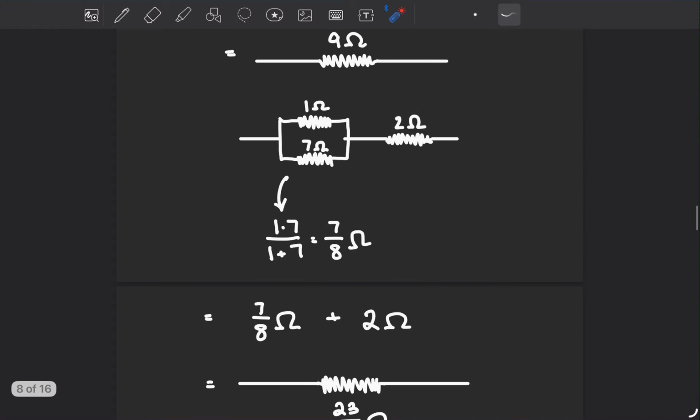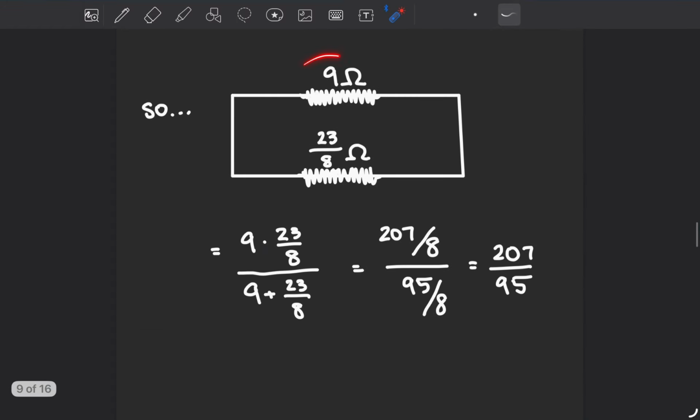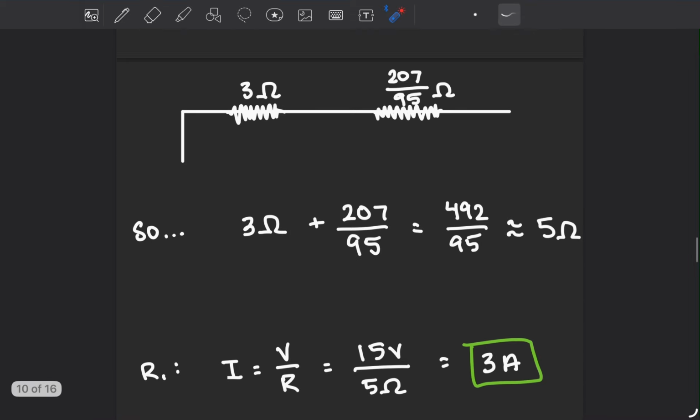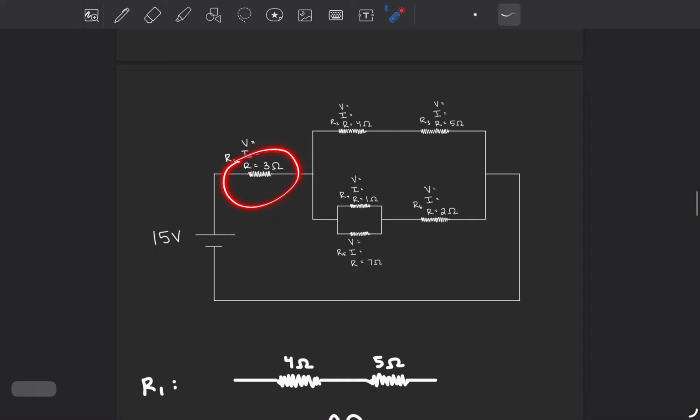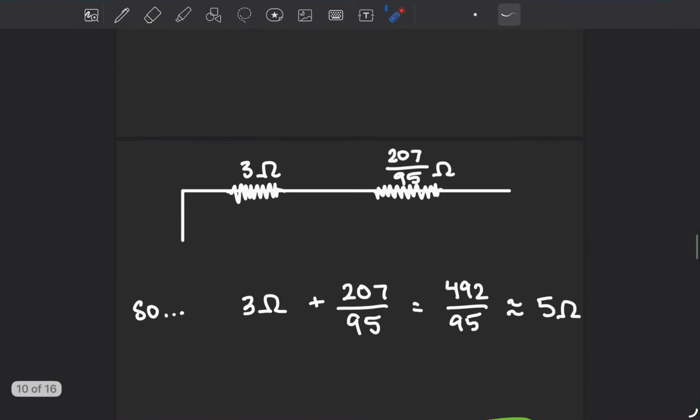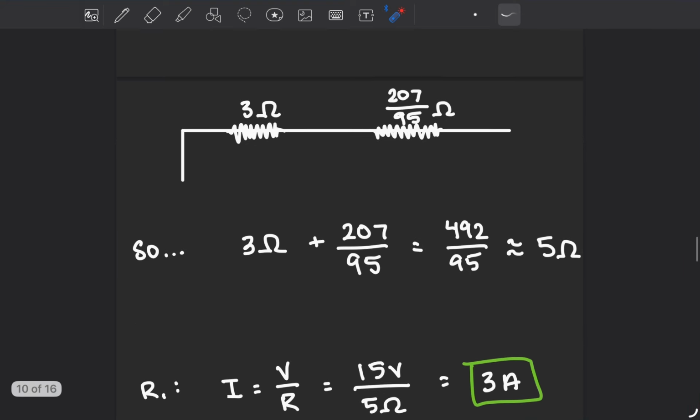And doing the same concept, we can do that again with these two. Multiply on top, add on the bottom, get 207/95. Now, if we went back and expanded, we have our 3 ohms at the beginning and our 207/95 ohms here that we just figured out. When they're in series, we can just add them together. We get 492/95. And just for the sake of better numbers, we can approximate it to about 5 ohms.